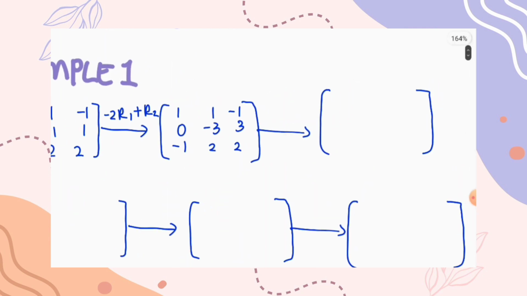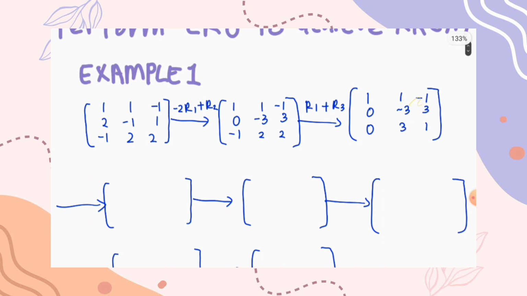Next we will proceed to the second step, in which I have to change this negative 1 to a 0, and so we write down the numbers that don't change first as usual. As for the third row, we will be using the equation R1 plus R3. Here we can see that we will gain 1 minus 1, which is 0, 1 plus 2, which is 3, and negative 1 plus 2, which gives us 1.